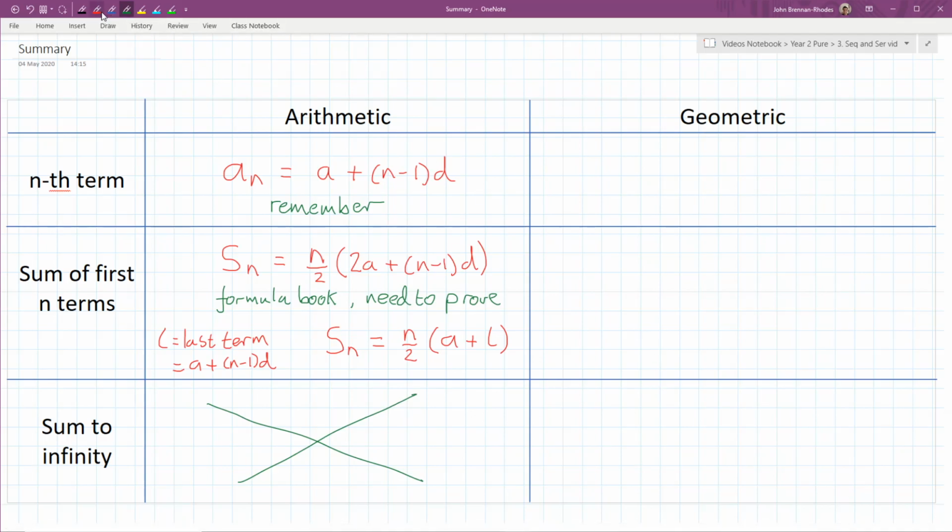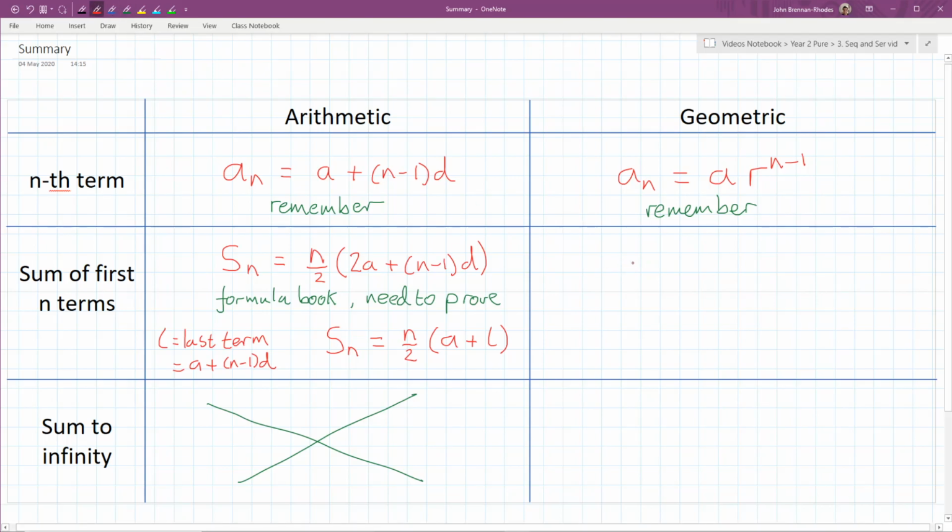Okay. For a geometric sequence or series, the nth term is going to be equal to the first term multiplied by the common ratio n minus 1 times. So the first term is a, the second term is going to be ar, the third term ar squared. And you need to remember that. It is not in the formula book.